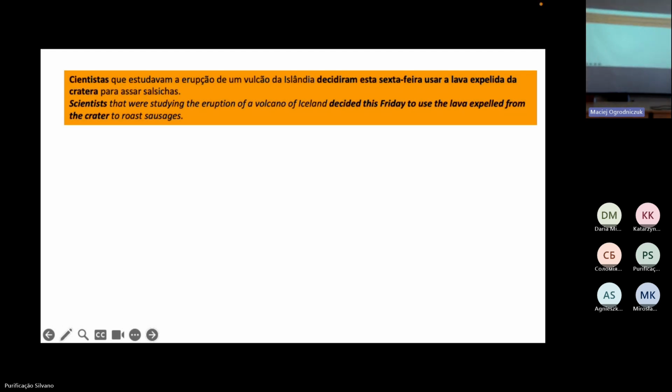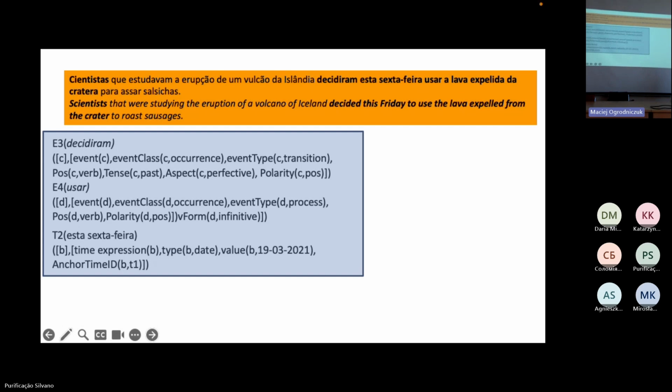This one was created by us, but it was based on news that we read. So scientists that were studying the eruption of a volcano in Iceland decided to use the lava expelled from the crater to roast sausages. Okay, so let's focus on the bold words and expressions. So the first part, what we did, we had to annotate events and all the attributes of events.